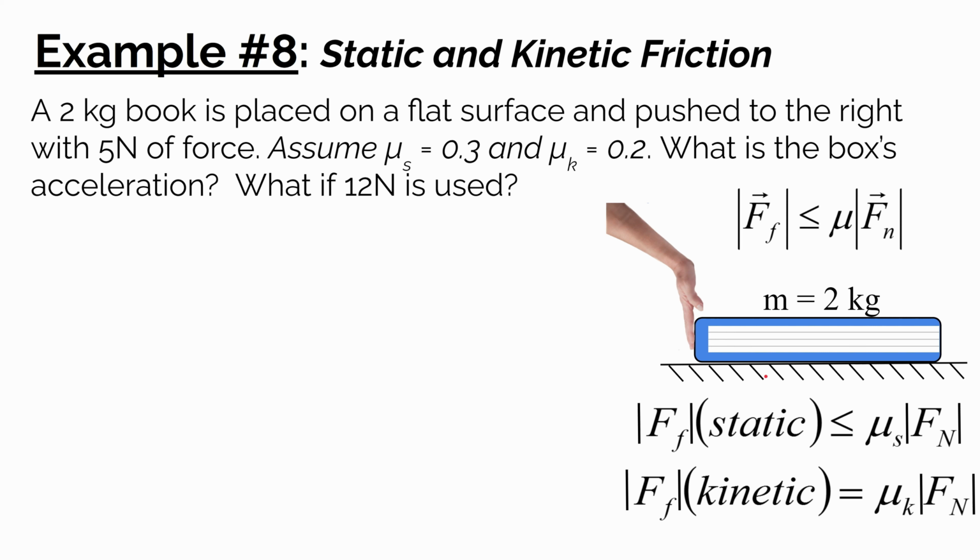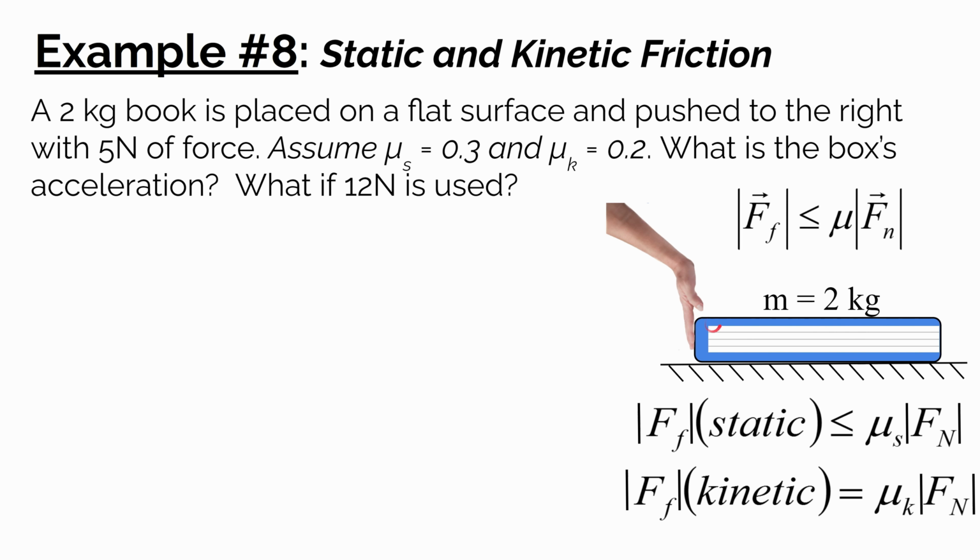So the problem statement is this. A 2 kilogram book is placed on a flat surface and pushed to the right with 5 newtons of force. Let's assume that the coefficient of static friction is 0.3 and the coefficient of kinetic friction is 0.2. The question we're going to answer is, what's the book's acceleration when we're pushing with 5 newtons of force? Then we're going to find out what its acceleration is if we push with more than double that force, 12 newtons.